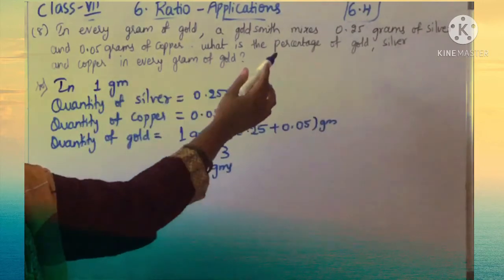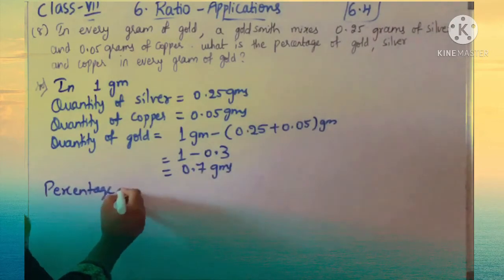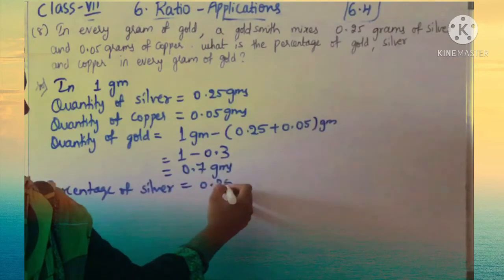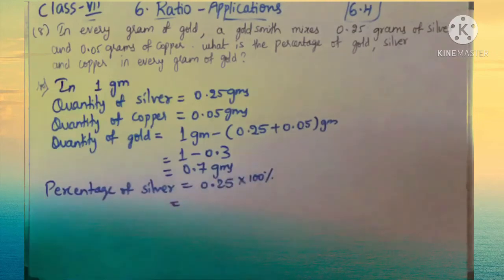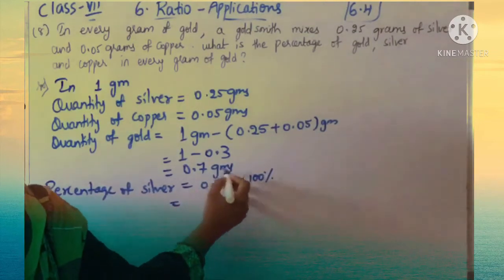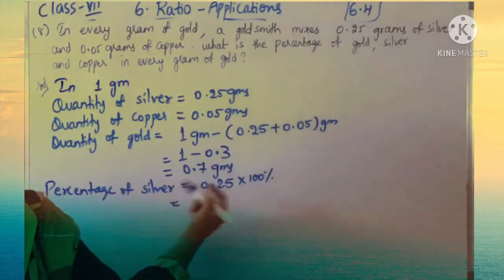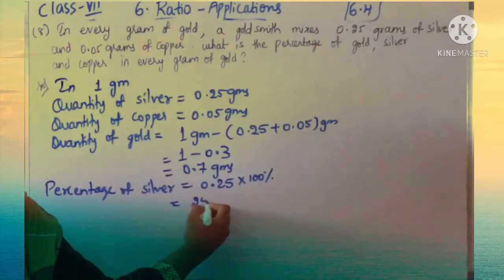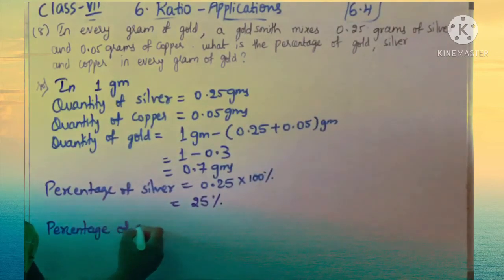But they are asking you to find the percentage. So first we will find the percentage of silver. What is silver here? 0.25 into 100%. Here when you multiply a decimal with multiples of 10, the decimal will move to the right side as many places as there are zeros in the 100. Here for 100 there are 2 zeros, so the decimal will move 2 places to the right side, so you will get 25%. Or we can also convert the decimal into a fraction and do it, children.